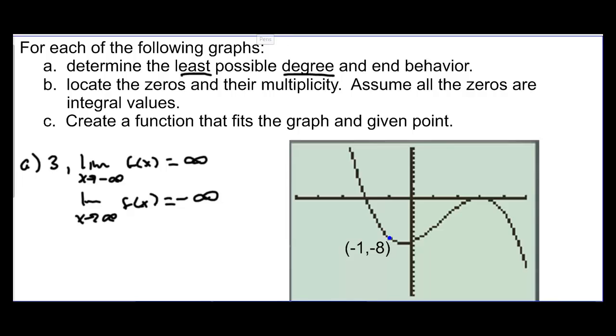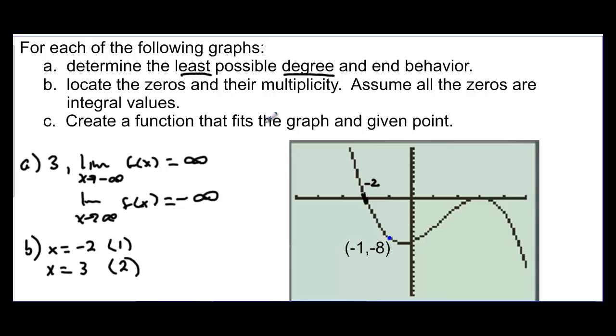And we need letter B. Locate the zeros and their multiplicity. So here's 1 zero at negative 2, and we're assuming all zeros are integral values or integers. So the first zero is x equals negative 2, and the multiplicity is 1. Then we have x equals 3, and the multiplicity at the very least is 2.